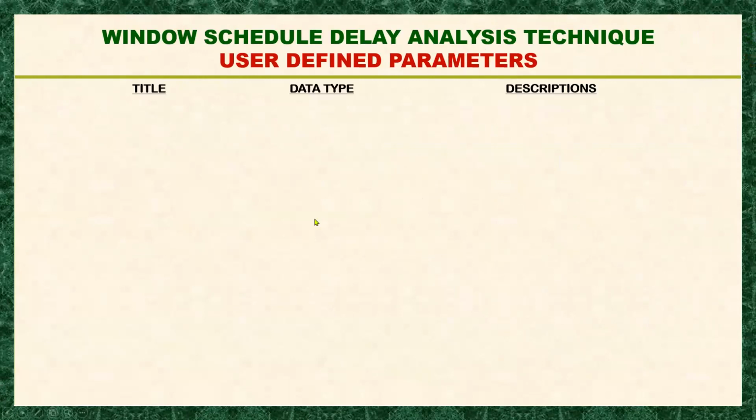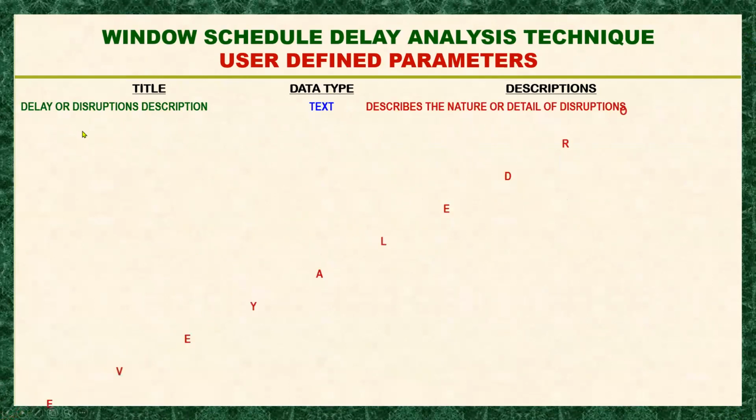And then we have here the title, data type, and the descriptions. So, delay or disruptions description, and the data type is text. This will describe the nature or detail of disruptions or delay events.